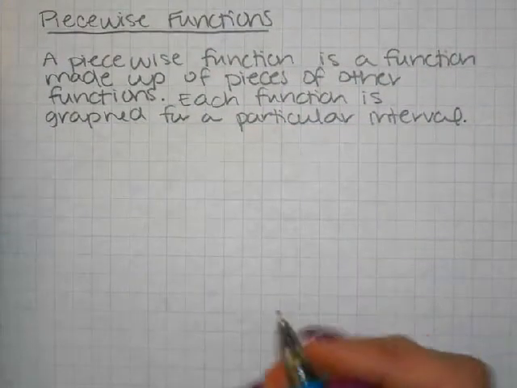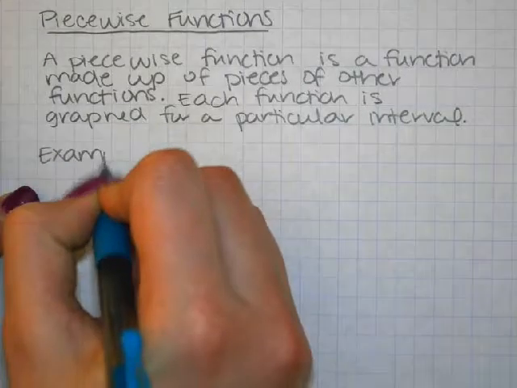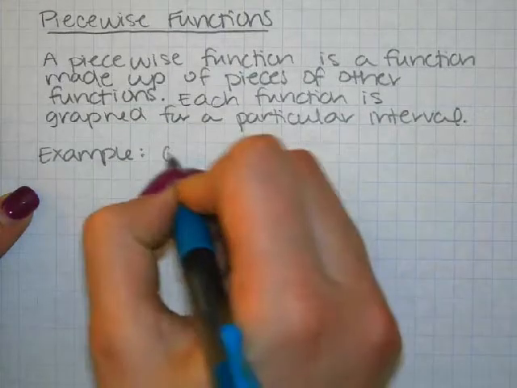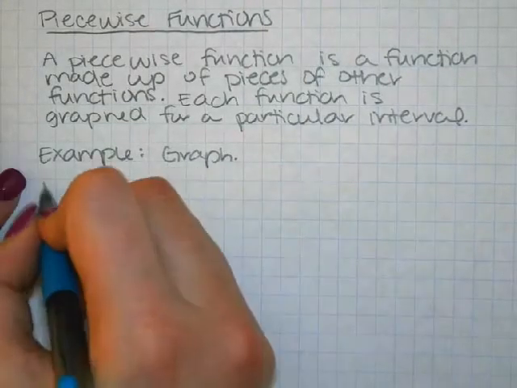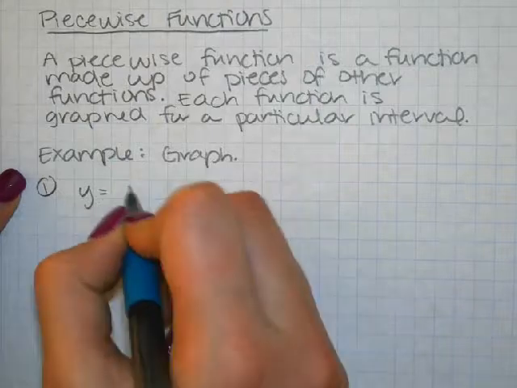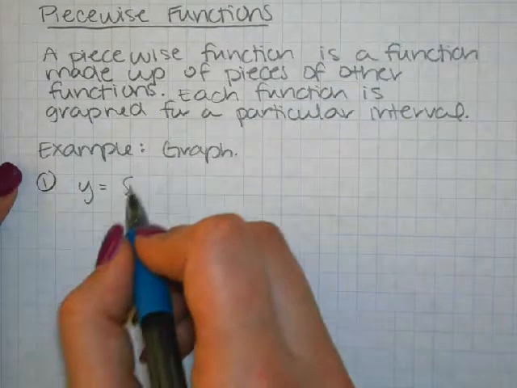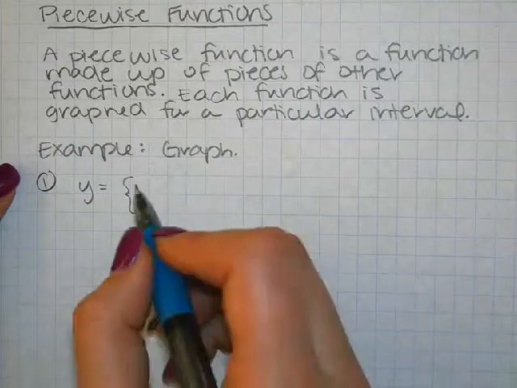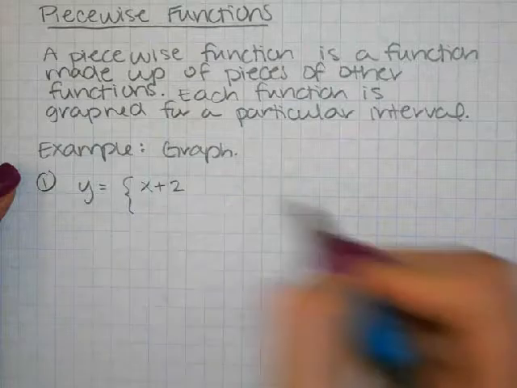All right, so we're going to go ahead and do an example. And when you do these, the instructions will just tell you to graph it. They're not going to give you much more information than that. So this is one of those squiggly parentheses. So it's saying y equals x plus 2.